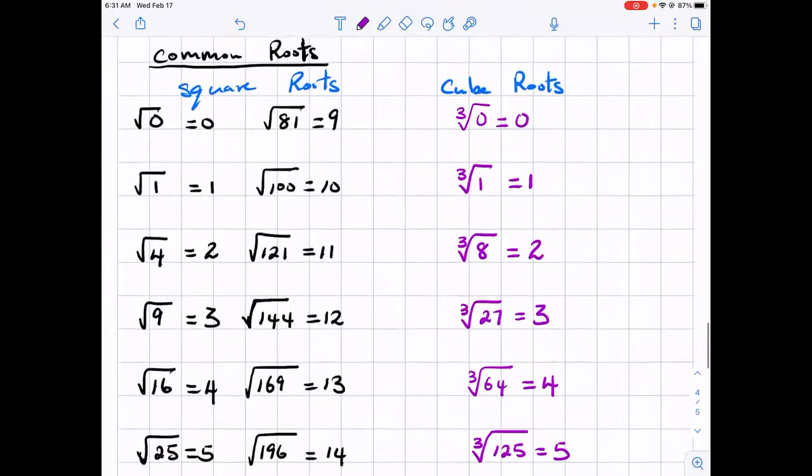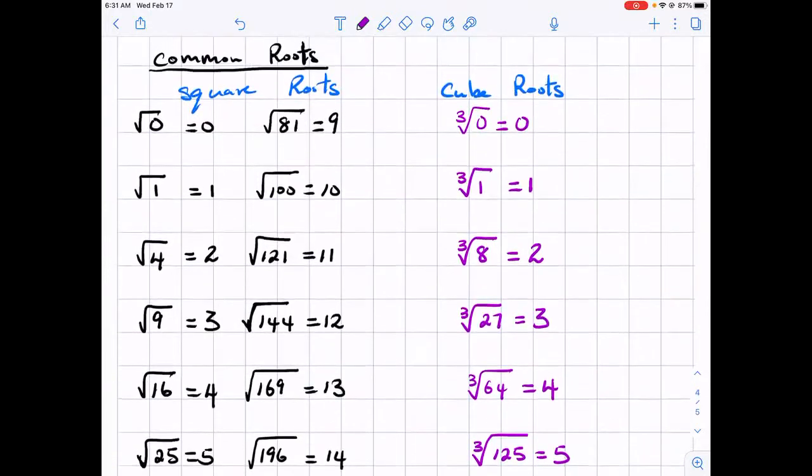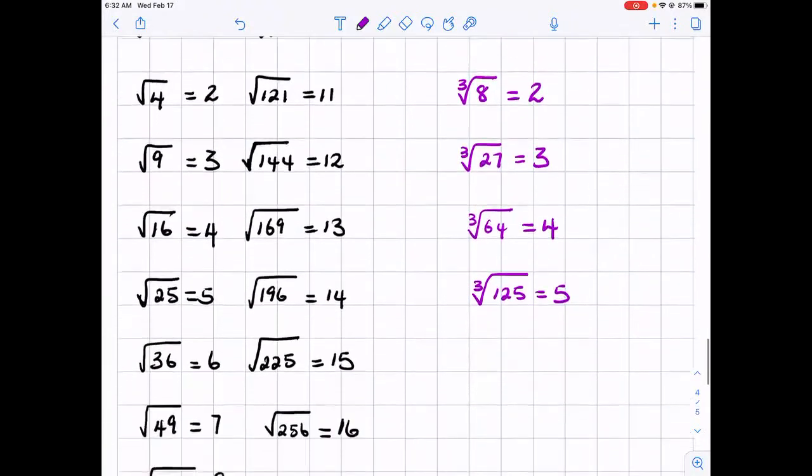Okay, we also have fourth roots. The fourth root of 0 is 0. The fourth root of 1 is 1. The fourth root of 16 is 2. The fourth root of 81 is 3. So there are fourth roots out there also.